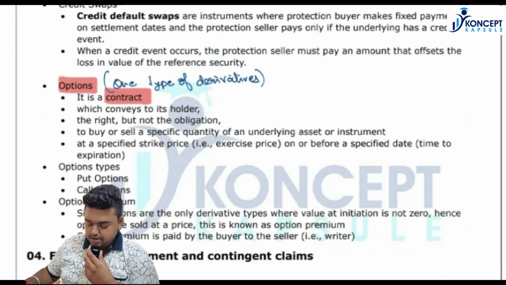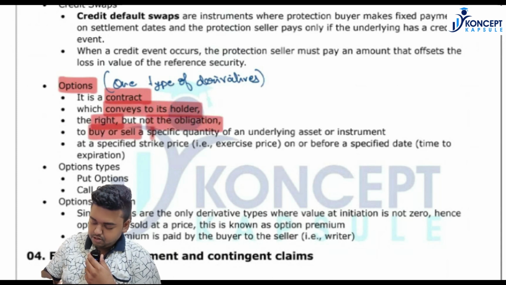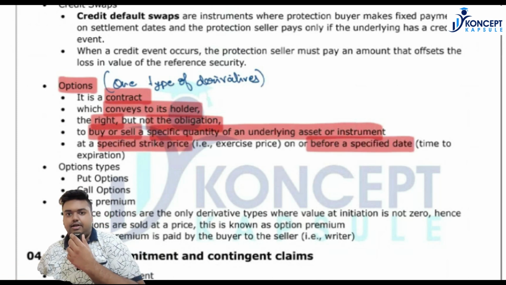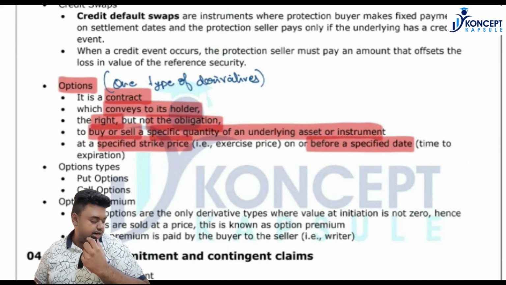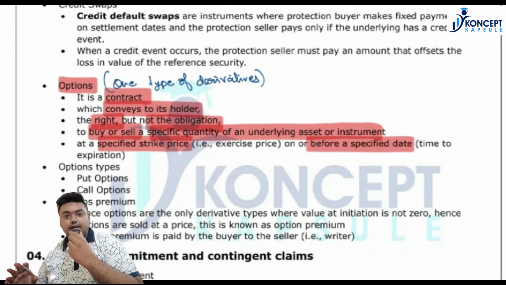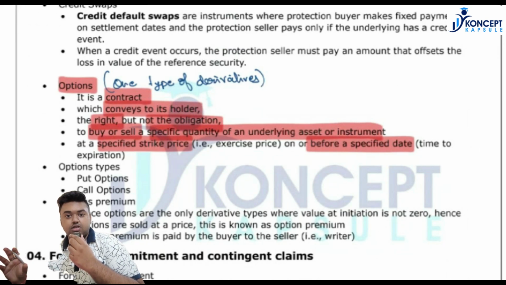What kind of contracts are they? Options are contracts that convey to its holder the right but not the obligation to buy or sell a specific quantity of an underlying asset or an instrument at a specific strike price on or before a specified date. There are a lot of technical terms used here and we don't need to worry. Each of the technical terms we will understand in layman's terms, and once we have understood them, we will realize that these terms are very easy.